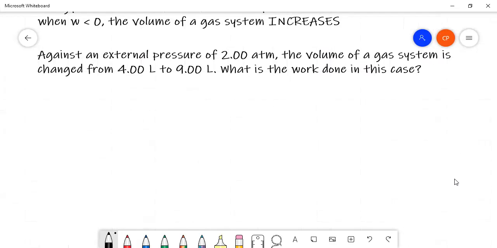External pressure of 2 atmospheres, 3 sig figs. I'm going to talk about a volume of a gas system changing from 4 liters to 9 liters. And I'm going to ask what work is done in this case. And I'm keeping that general right now. As I go through this story, ask yourself and check yourself, is work done on this system or by this system in this scenario? Okay?